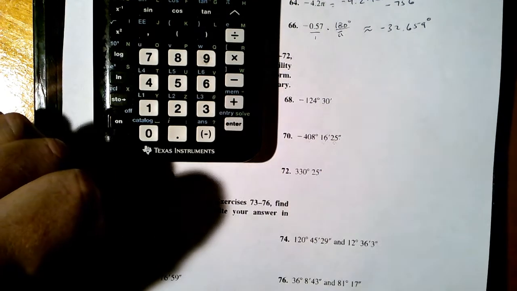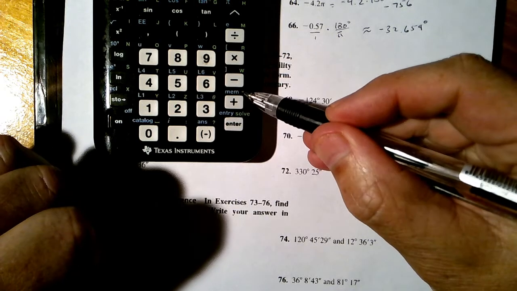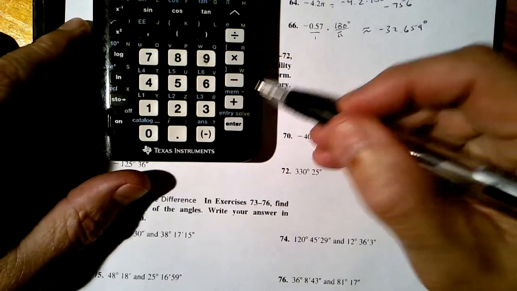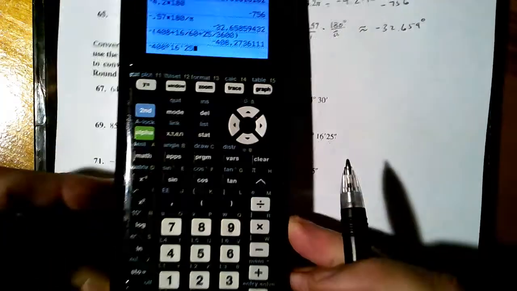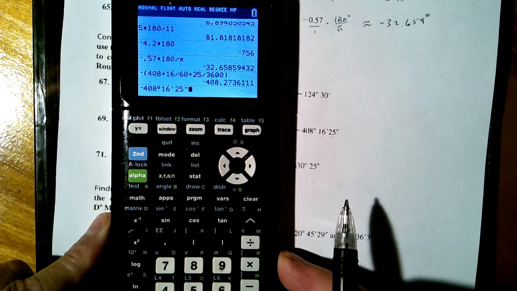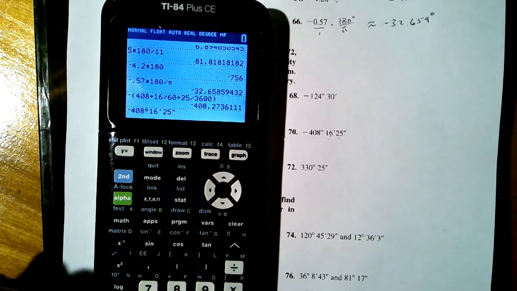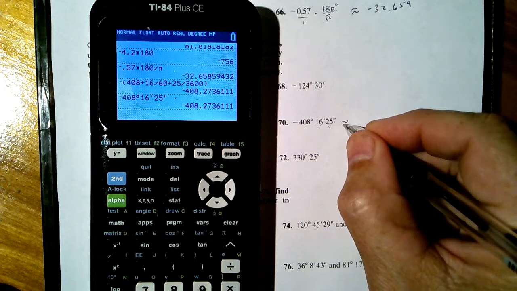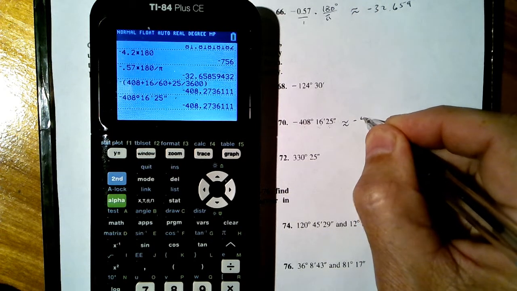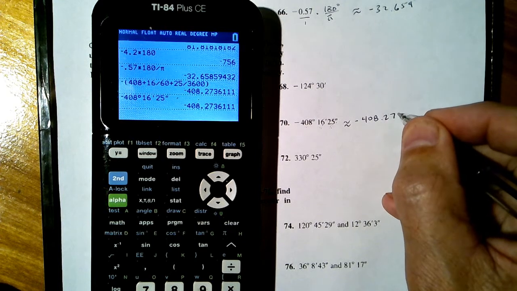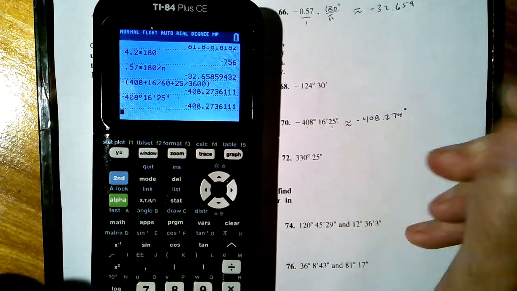Take a look down here. This green plus is that quotation mark. So we're going to go alpha plus gives us that. And now if I just hit enter, there we have it. So we've got approximately negative 408.274 degrees.